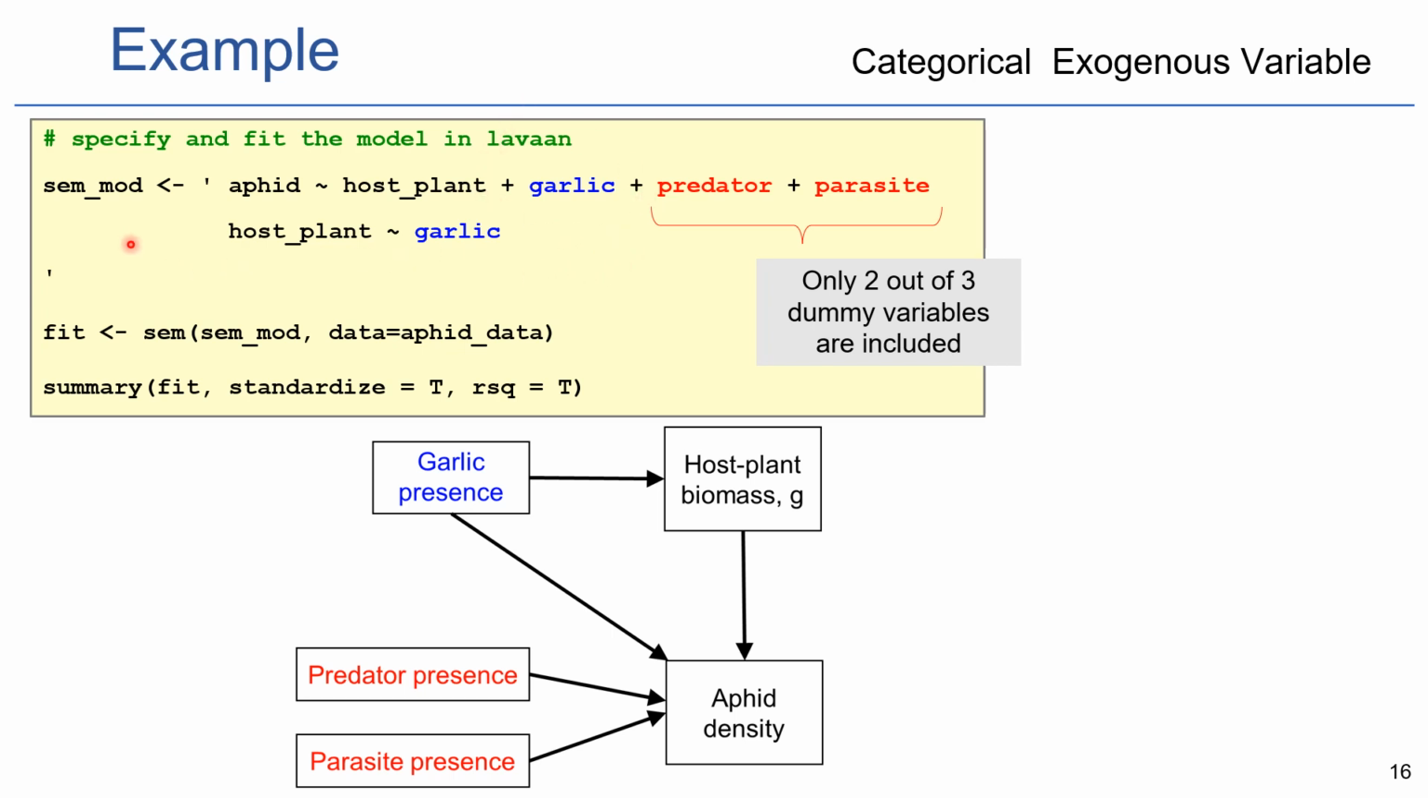So here you can see the specification of this model in lavaan, and again I want to fit this model using our data, and I request the summary. And here you see the path diagram showing the same as what we do in lavaan. So again you see that predator presence and parasite presence are the only 2 levels included in the model, while no enemies is omitted here.